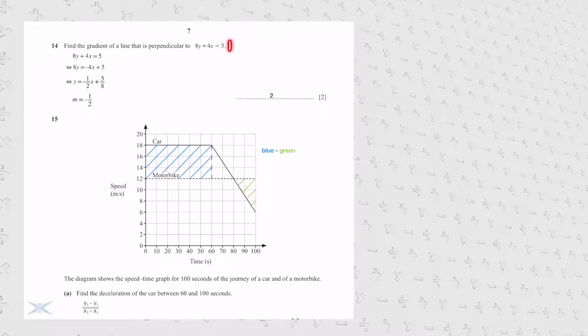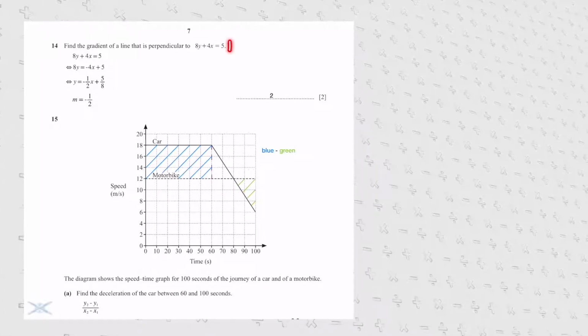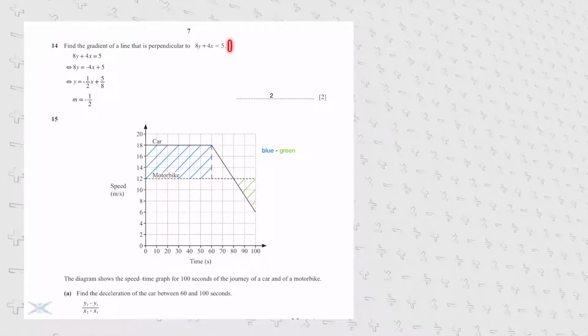In exercise 14, we should find the gradient of a line that is perpendicular to 8y plus 4x equals 5.